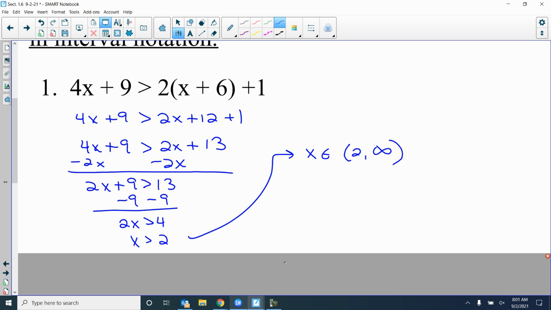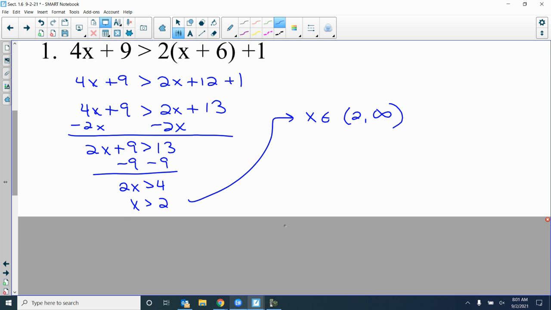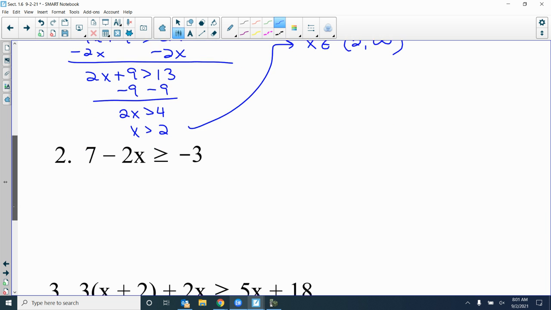Okay, for that one, the graphing part, you can use it to help with the final answer if you need it. Now here, I know you don't need to, but you might in a couple down the road. But make sure you list it in interval notation. All right, second one there.